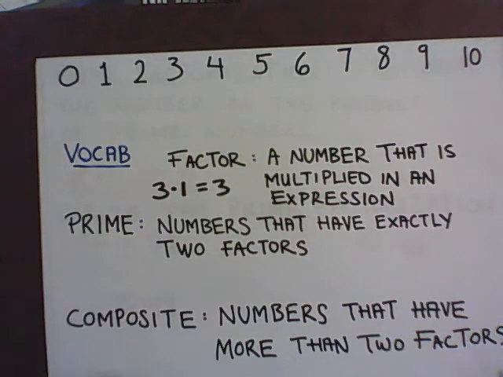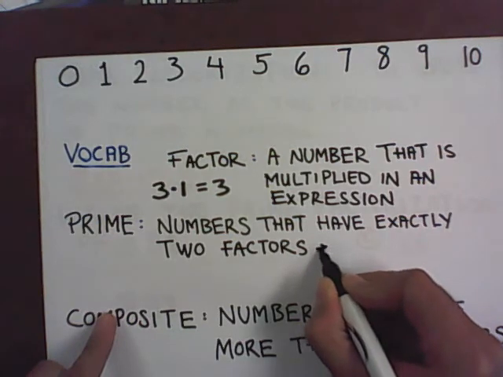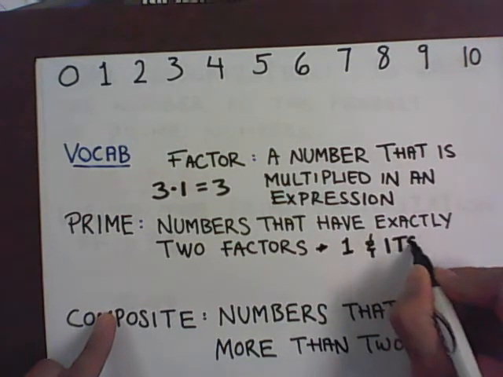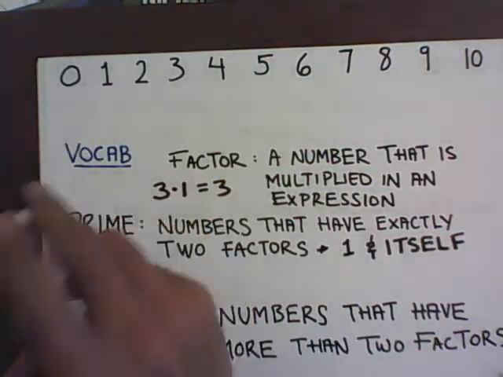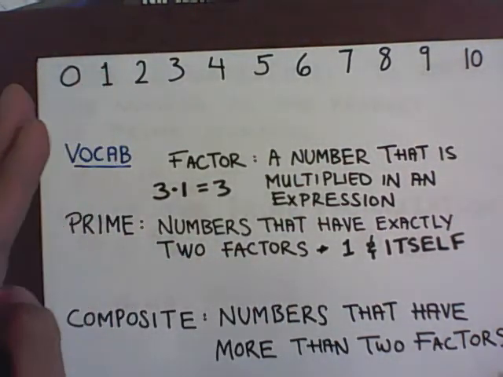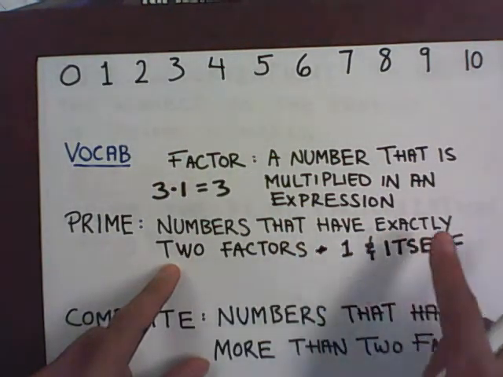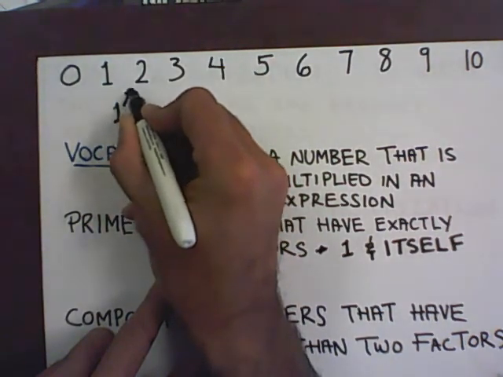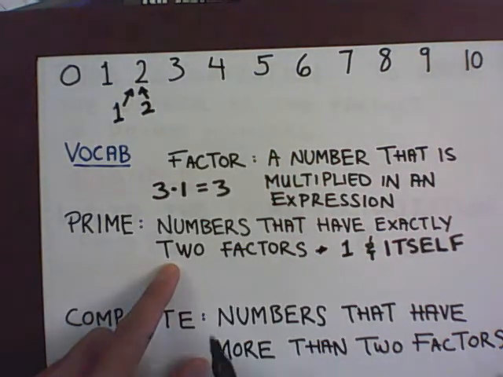So for example, a prime number has 2 factors, which are 1 and itself. And so 0 here, we're not going to include that one, not even 1. So we're going to start with 2. We say 2 is a prime number. Why? Because 2 has exactly 2 factors, 1 and itself. So 1 goes into 2 and 2 goes into 2, right? So 2 is a prime number.